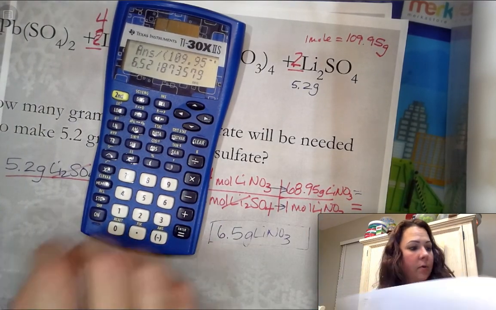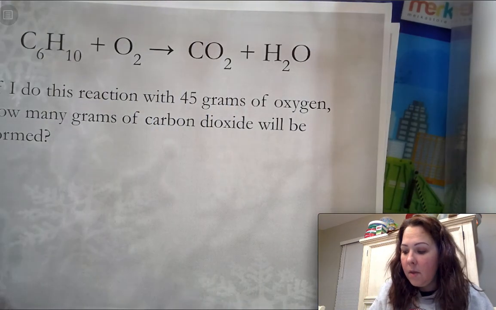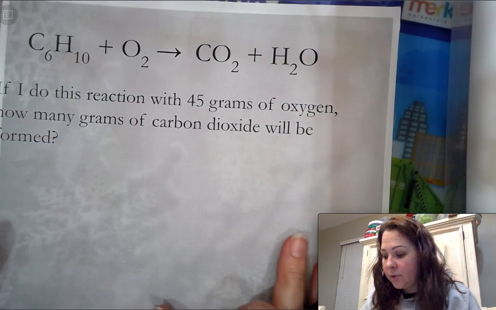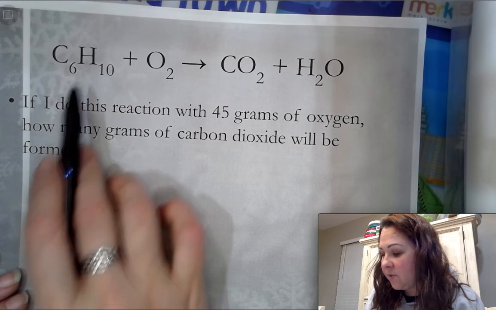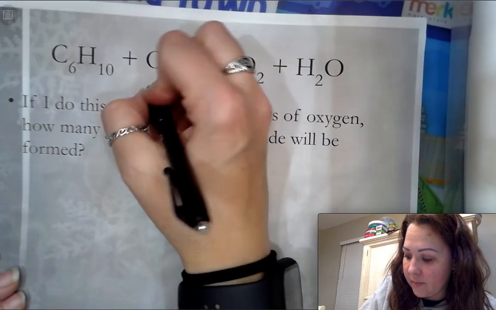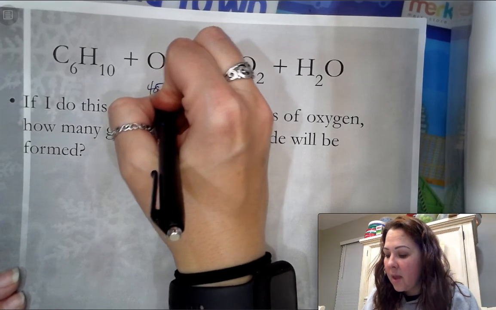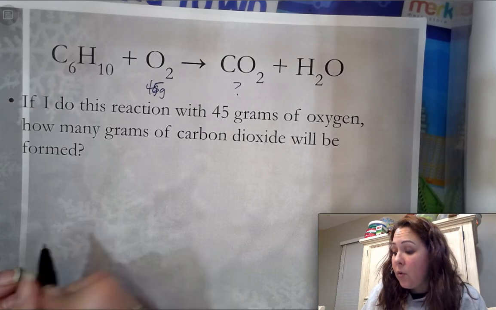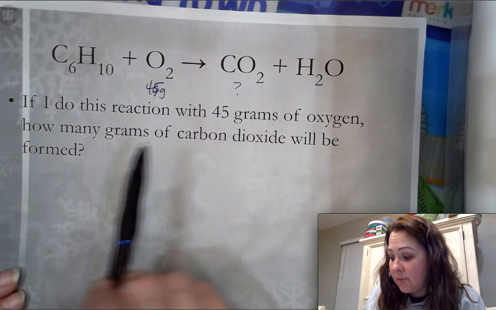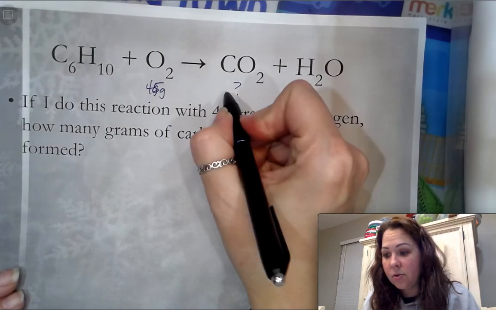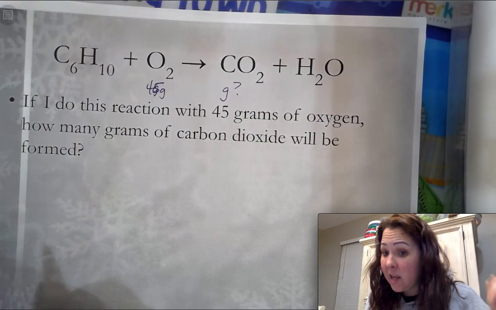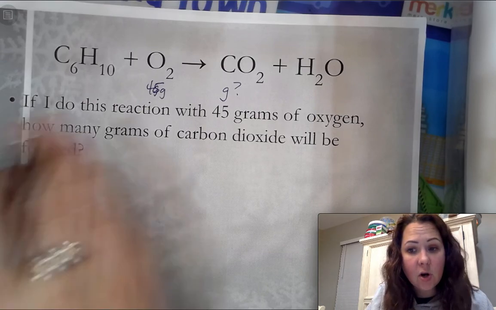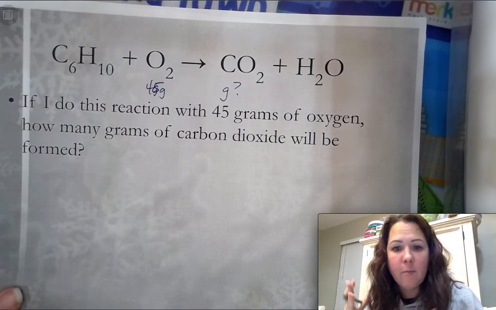I do have another one that we're going to do. This problem, it is a combustion reaction. If I do this reaction, so this one right here, with 45 grams of oxygen, so I have 45 grams of that guy right there, how many grams of carbon dioxide will be formed? So I know that I have grams, and I want grams in my answer. So if I have grams, I have to get rid of grams and turn it into moles so I can do my mole-to-mole ratio to switch it from oxygen to carbon dioxide. It's the magic switcher button.